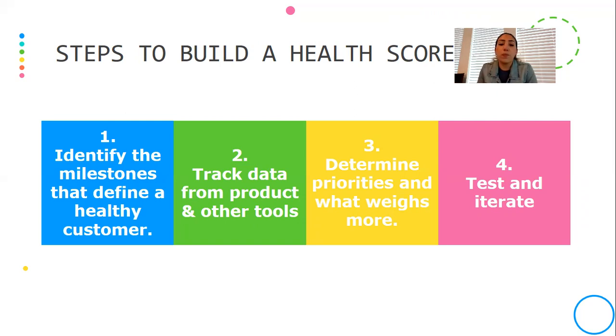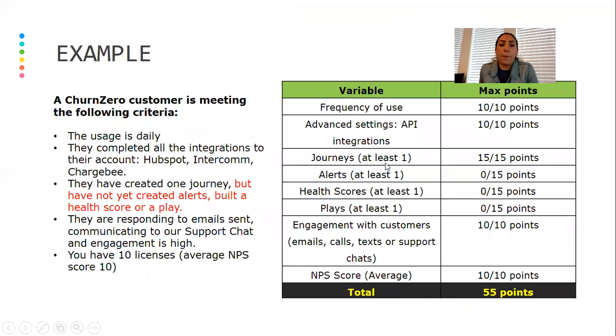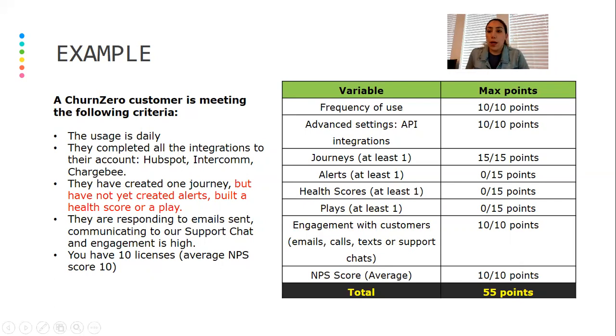So some example here, I'm going to be pretending to be the CSM at one of my favorite products, which is ChurnZero. So for us to be able to build a health score, the first thing that we need to understand is what would any customer that has bought ChurnZero be looking to achieve by implementing a customer success tool.